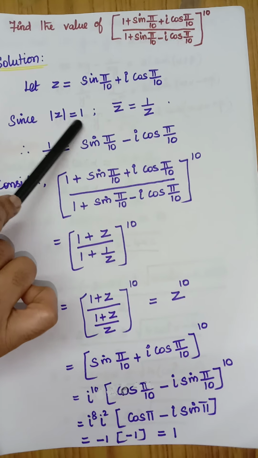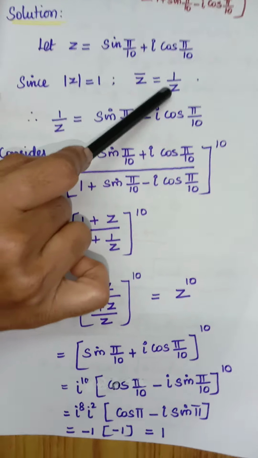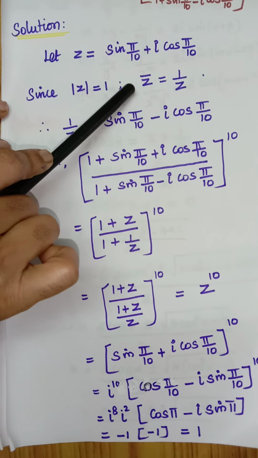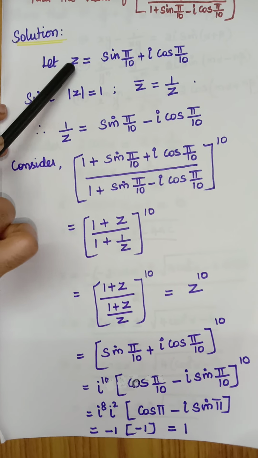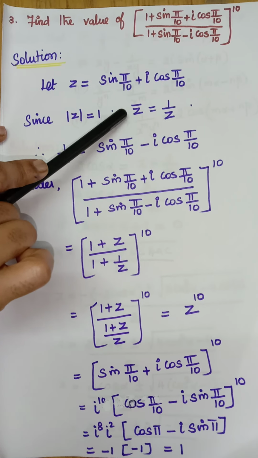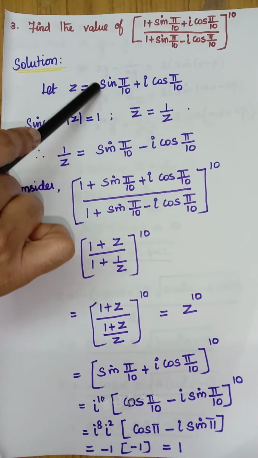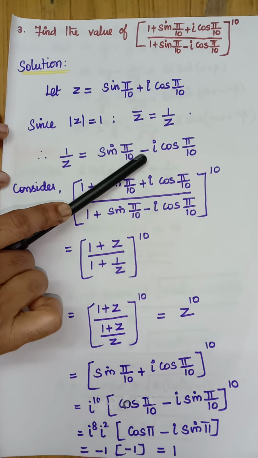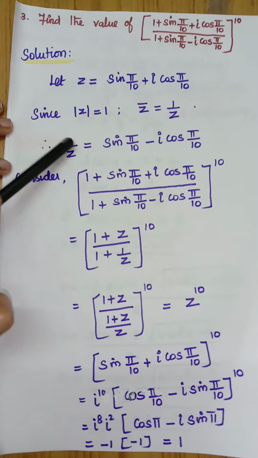So squaring on both sides, modulus of Z squared is equal to 1. What is modulus of Z squared? It is Z Z bar. So Z Z bar is equal to 1. But what is Z bar? Z bar is equal to 1 by Z. Z is this term now. What is the reciprocal? It is nothing but Z bar, the conjugate of Z. So we have to write the conjugate of this term. Conjugate means you have to replace i by minus i. So this is Z, and this will become 1 by Z.